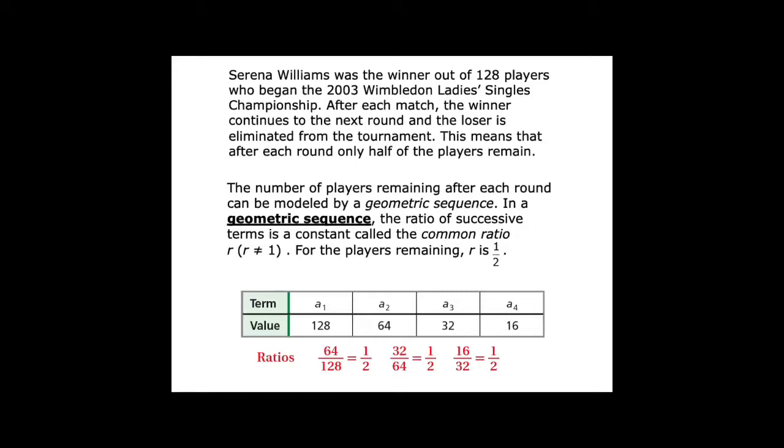Serena Williams was the winner out of 128 players who began the 2003 Wimbledon Ladies Singles Championship. After each match, the winner continues to the next round and the loser is eliminated from the tournament. This means that after each round only half of the players remain. The number of players remaining after each round can be modeled by a geometric sequence. In a geometric sequence, the ratio of successive terms is a constant called the common ratio, r, which does not equal 1. For the players remaining, r is half.